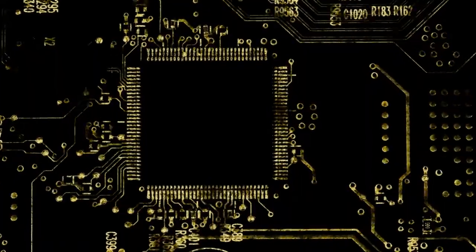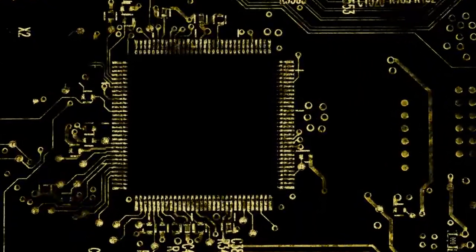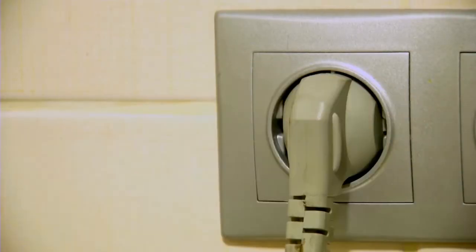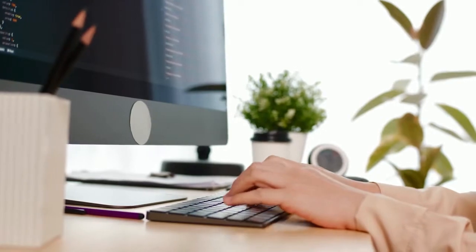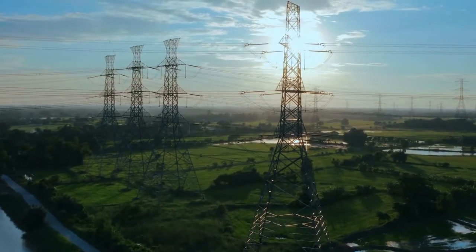The components in your computer are designed to work with a current that only flows in one direction, with the computer's power supply converting AC from the mains into DC for use in the computer. Why is this the case? Why do we use AC rather than DC for long distance transmission?